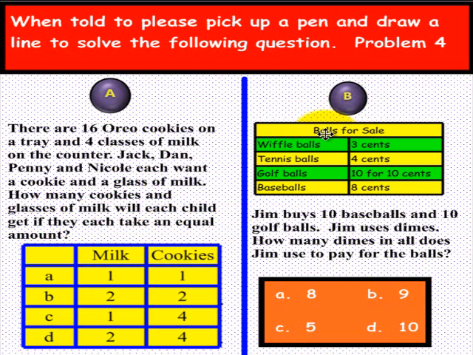And for B, we have another table for balls for sale. You'll notice that Jim buys 10 baseballs and 10 golf balls. Jim uses dimes. How many dimes in all does Jim use to pay for the balls? Please pick up a pen and solve these 2 problems.